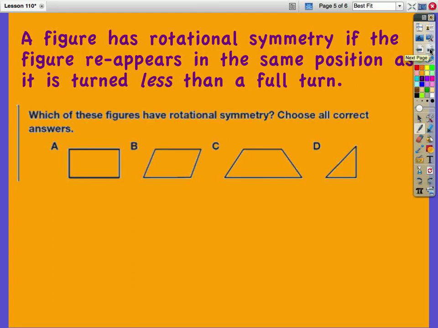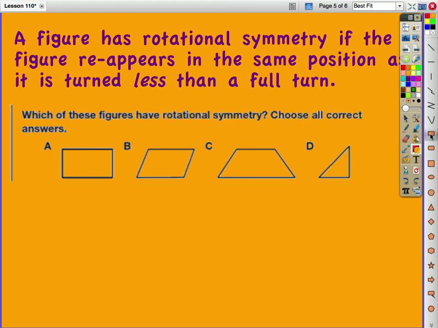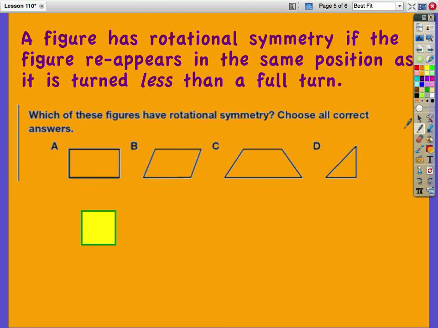Now, we're going to talk about rotational symmetry. A figure has rotational symmetry if the figure reappears in the same position as it is turned less than a full turn. So, let's say I have a little square here. As I'm turning this, I'm actually going to put a little X on this to help you see it, so we know which side is that.